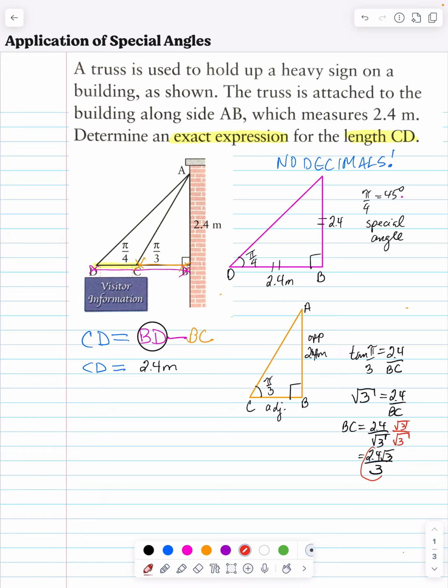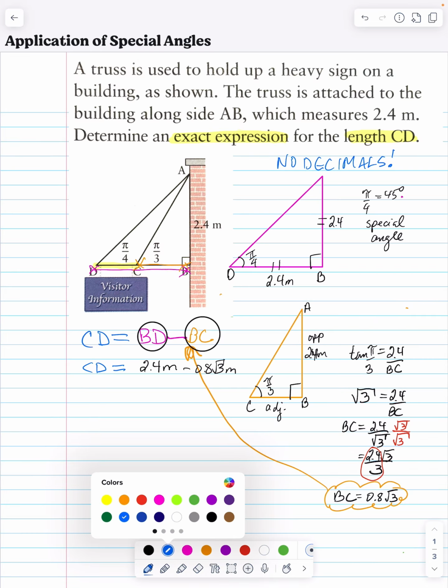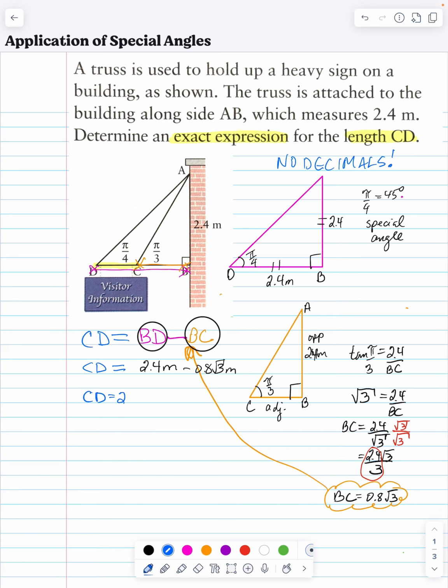For these two, I can actually do the division, and I get a value of 0.8 root 3. That is BC. And this value for BC, I'm going to put in right here, minus 0.8 root 3 meters. So moving along, we have CD equals 2.4 minus 0.8 root 3.